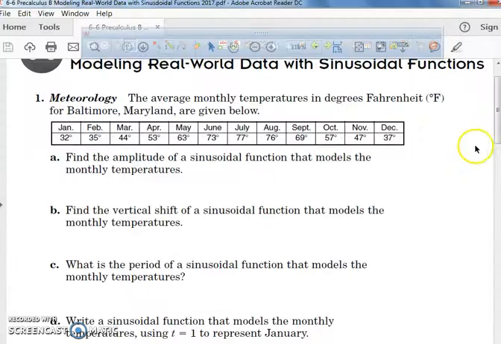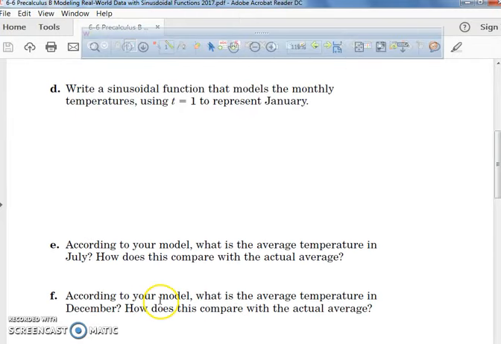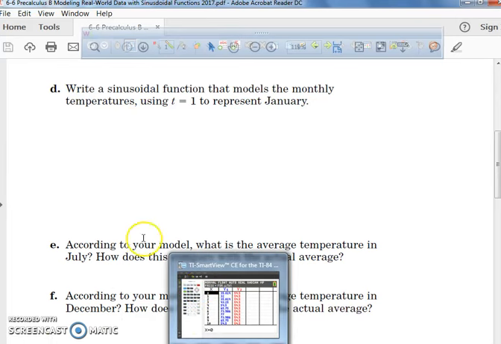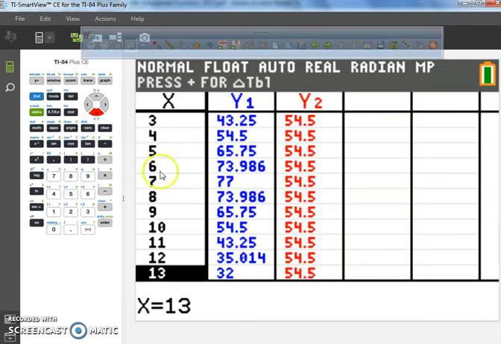Okay? But in answer choice F, it says, according to your model, what is the average daily temperature in December? So you go to your model. December is month 12, right? So go to, there we go. We're going to scroll down to what? Month number 12. All right. Oh, went past it.